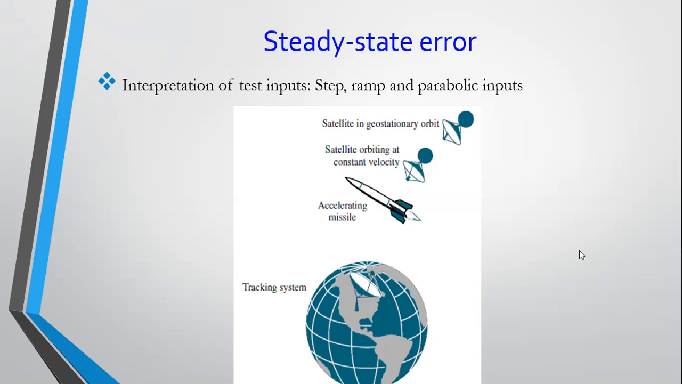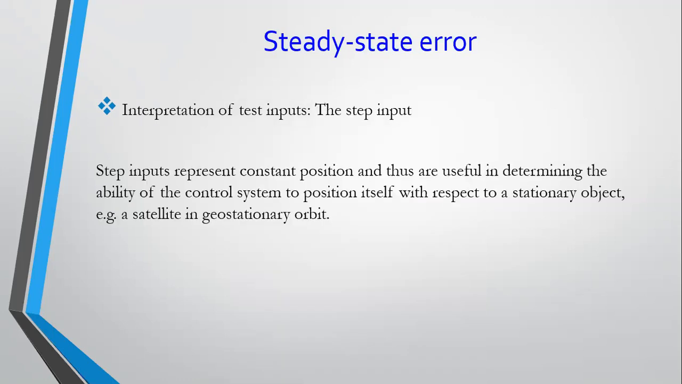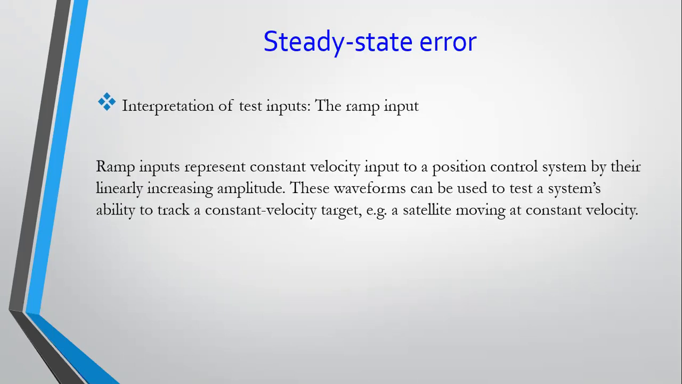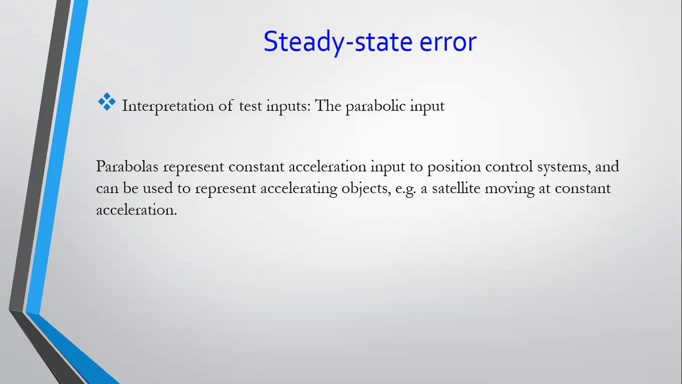It's just an example. You might find similar examples in your own areas of application, of course. This is what we just said. You have three test inputs with some descriptions there, so you can just go through that: for the step, for the ramp, and for the parabolic input.